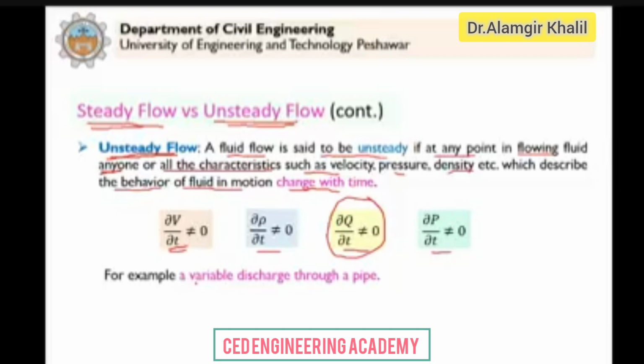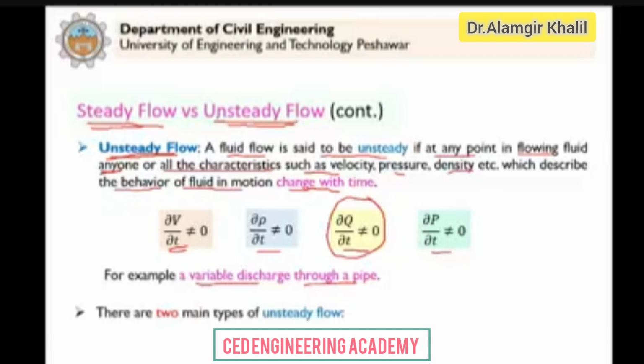Okay, so now the unsteady flow, where the characteristics are changing with respect to time. A simple example can be a variable discharge through a pipe. If, for example, the flow occurs in a pipe, and let's say at 8 a.m. the discharge is 10 cubic meter per second, and then after 1 hour you again calculate the discharge and it is 15 cubic meter per second. After another hour the discharge becomes 5 cubic meter per second. So it means that the discharge is changing with respect to time. That is an example of an unsteady flow problem.